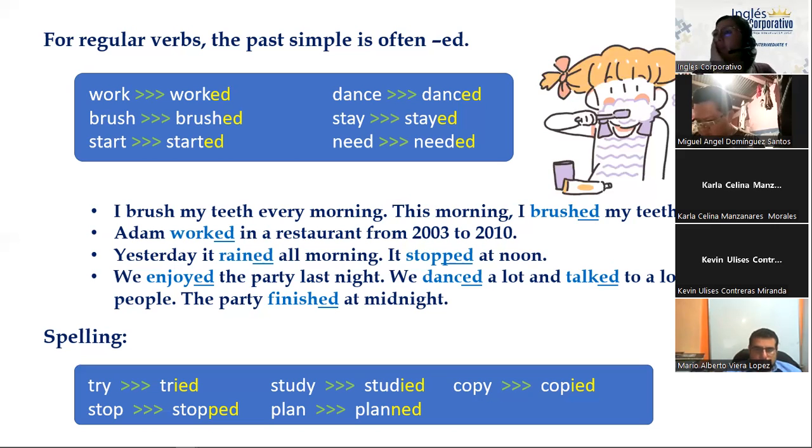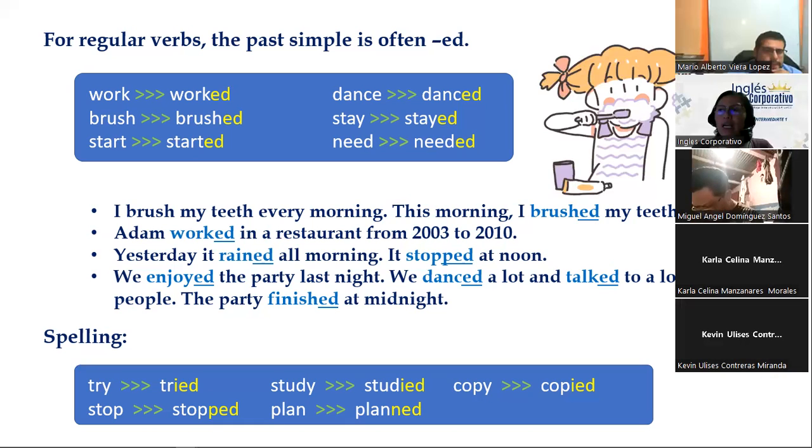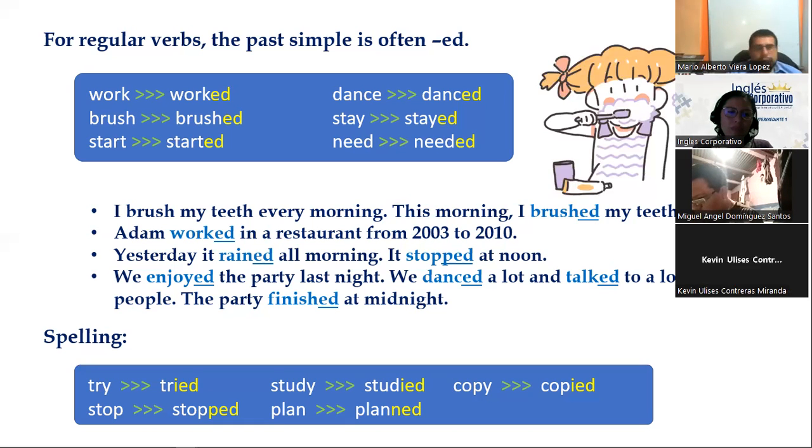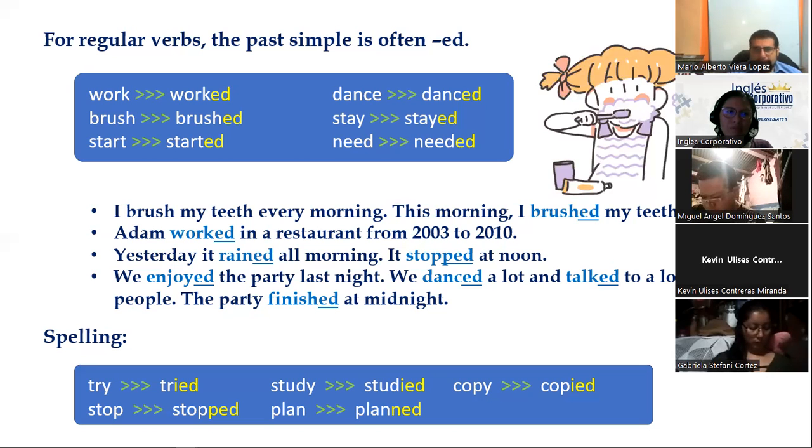Now, what else? If you see, guys, take a look at the verbs. Aquí hay un ejemplo por cada una de esas reglas. Okay, so here you have work, worked, brush, brushed, start, started, dance, danced, stay, stayed, need, needed, right? So what does that mean, teacher? That whenever we have, oh yeah, tell me, Mari. Teacher, why when you say start and started and need and needed, you can use E-I-D, I and D, and another word, maybe dance, state, you can use or you don't use.